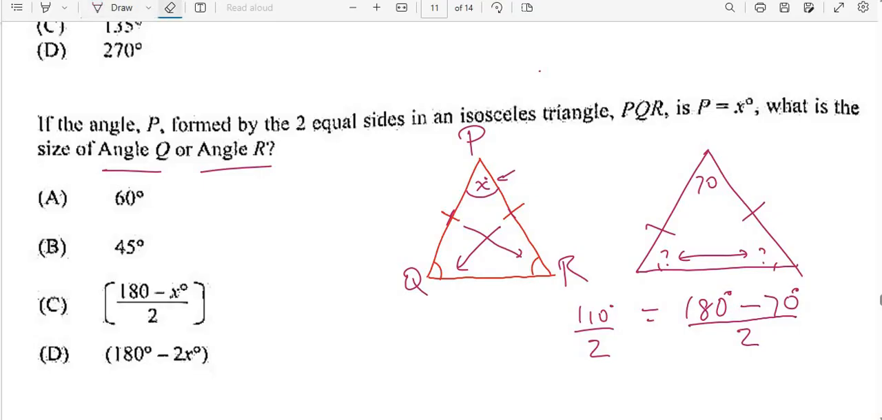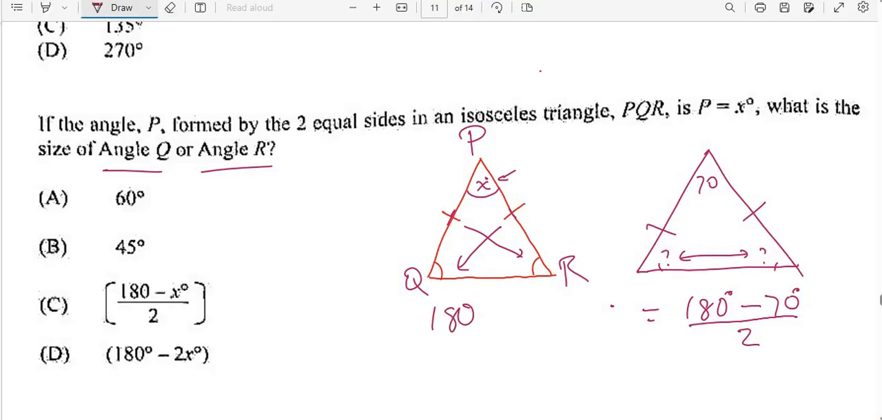We'll do the same thing over here. With what we're given, we take the 180 and subtract the angle, just like we subtracted the 70, so we subtract the x. Whatever measure we get, we divide into two equal parts for angle R and angle Q. And so the answer is C.